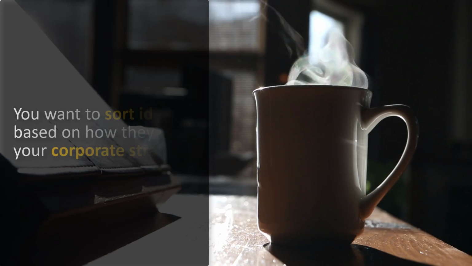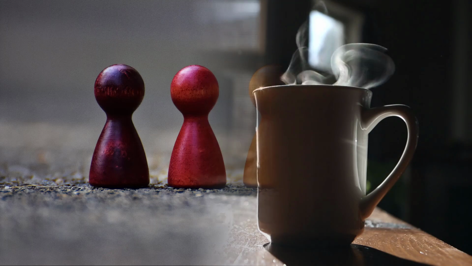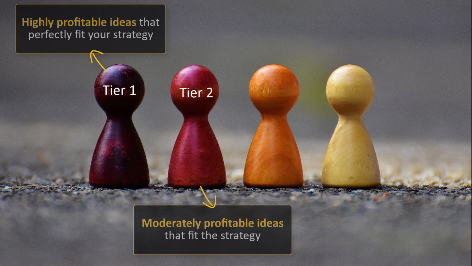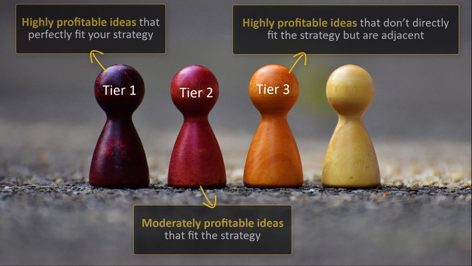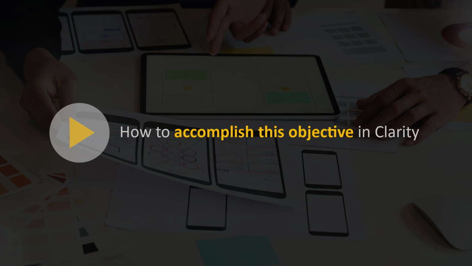Consider an example where you want to sort ideas based on how they fit your corporate strategy. Highly profitable ideas that perfectly fit your strategy are categorized Tier 1. Moderately profitable ideas that fit the strategy are Tier 2. Highly profitable ideas that don't directly fit the strategy but are adjacent are Tier 3. Everything else falls under Tier 4. Let's see how to accomplish this objective in Clarity.